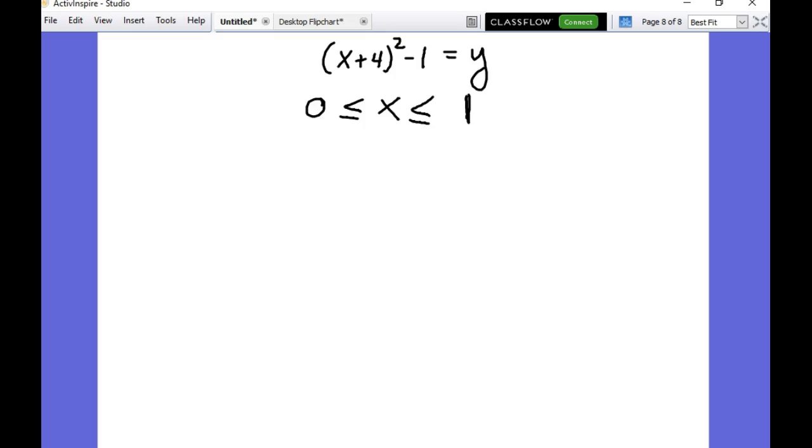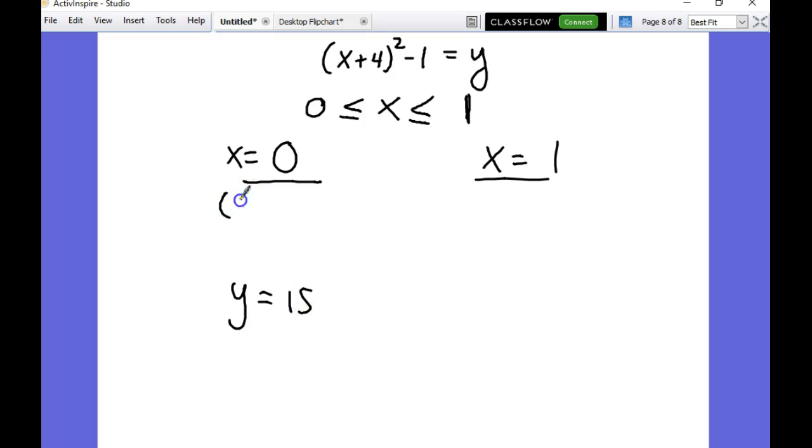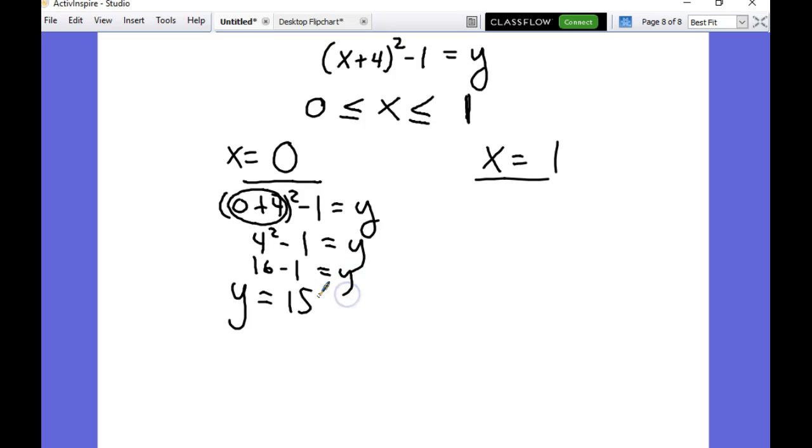I would like you guys to find the average rate of change on this interval. Go for it. We have two x values. The first thing we need to do is find our y values. So what did you get when you plugged in 0? It's a good try, but I'm afraid it's not. 15 sounds good. So I'll show you why. If you plug 0 in for x, do that first. 0 and 4 make 4. 4 squared is 16. And 16 take away 1 is 15.